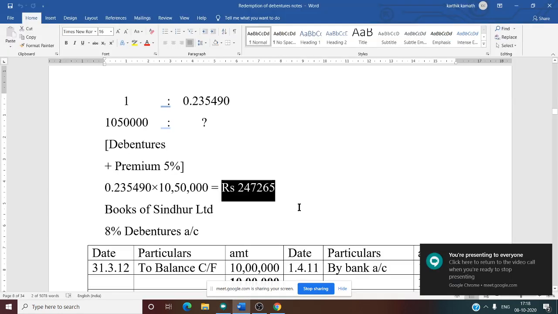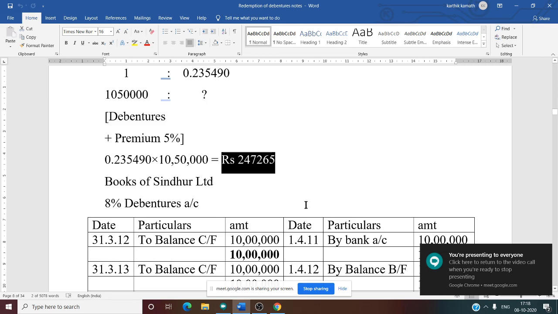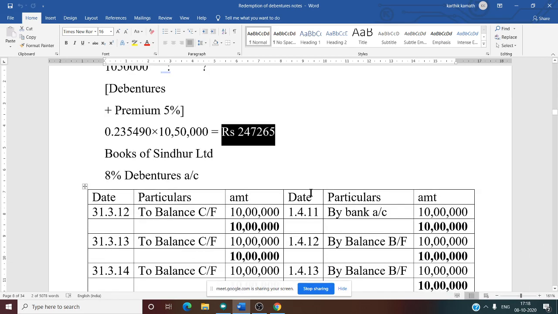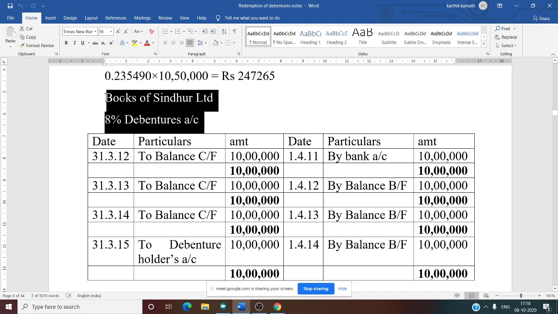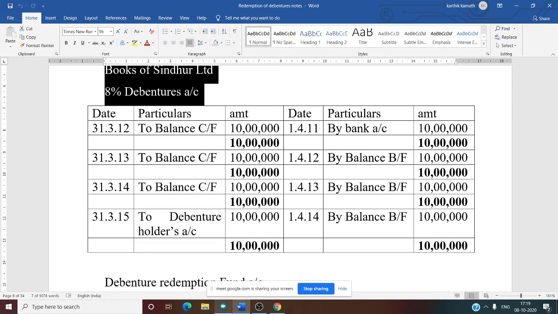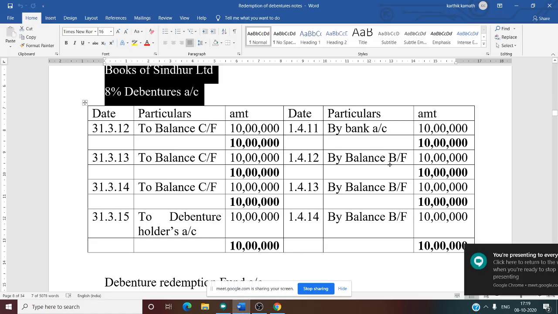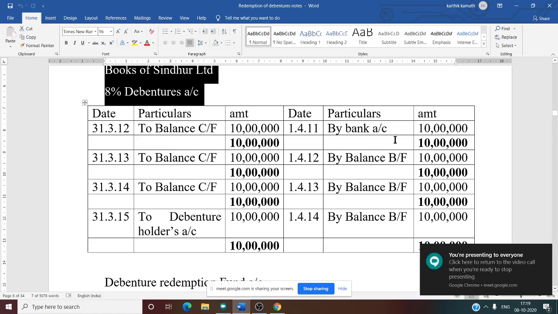Next, we need to prepare 5 ledger accounts. So the first account is the 8% debenture account, in the books of Sindoor Limited. So how to prepare the 8% debenture account? Whenever debentures are issued, what is the journal entry? The journal entry is bank account debit to 8% debenture account.